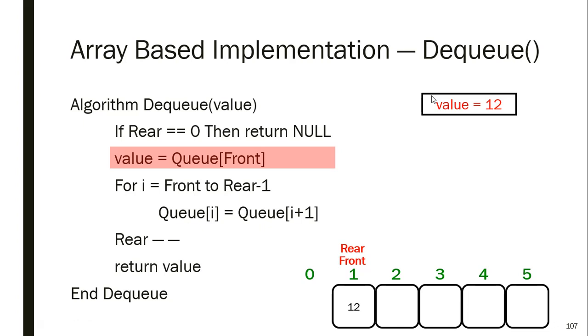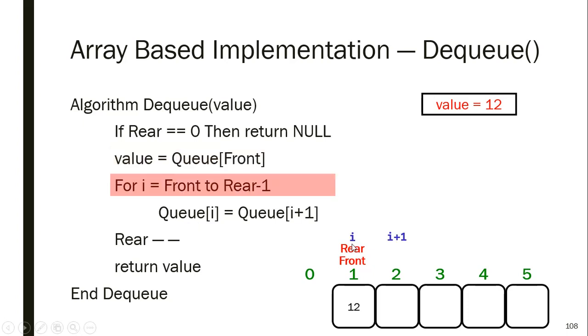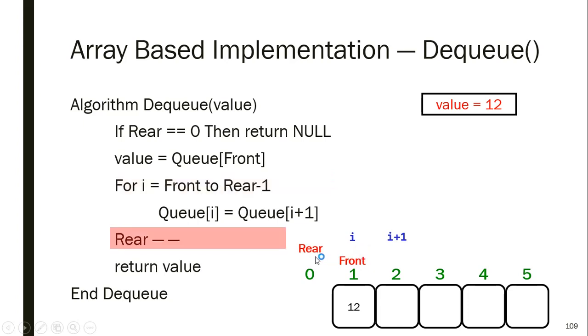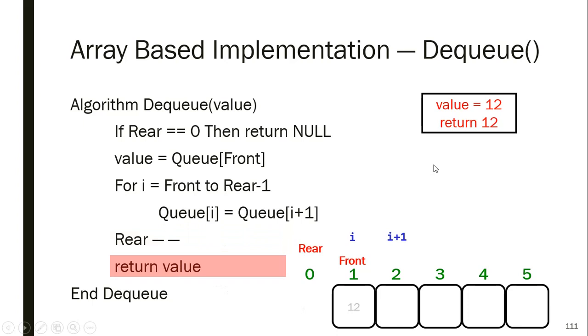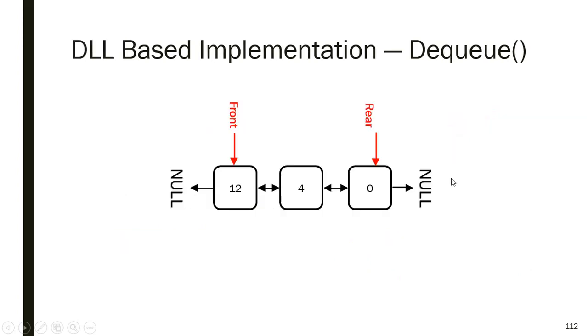So for I is equal to front to rear minus 1, front is 1 and rear minus 1 is 0, so I is from 1 to 0. The condition is initially false, so the body will not execute and it will just decrement rear. Decrementing rear means this value 12 cannot be accessed now, and it will return this value 12. It is as simple as that.